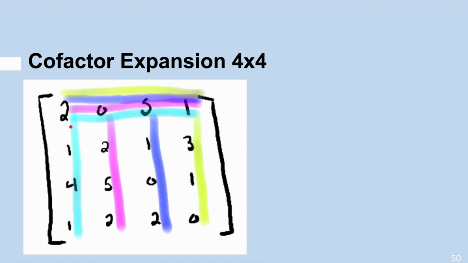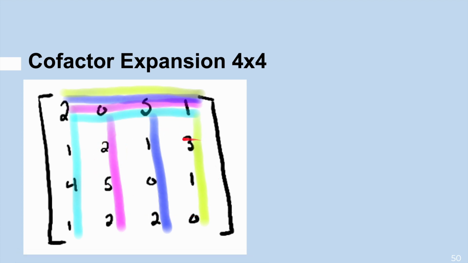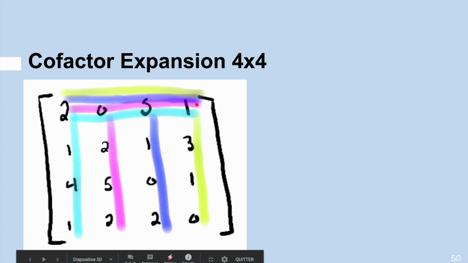So I colored these again. I have 2, which is at the junction of these two blue lines. So I'm going to do 2 multiplied by whatever is not barred out. So 2 multiplied by the determinant of these 9 numbers, this 3 by 3 matrix, minus 0 times whatever is not colored in pink. So 1, 1, 3, 4, 0, 1, 1, 2, 2. So plus, minus, plus 5 times the determinant of what is not crossed out, minus 1 times the determinant of what is not crossed out.